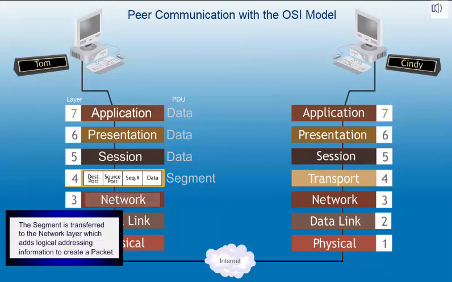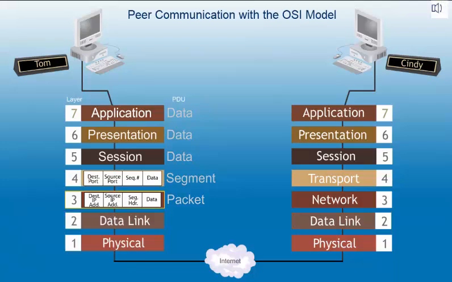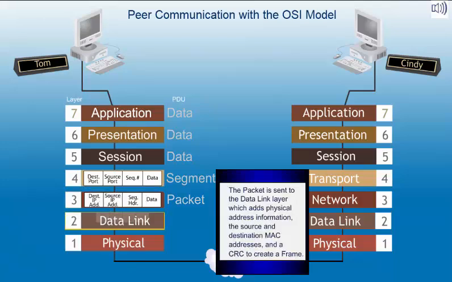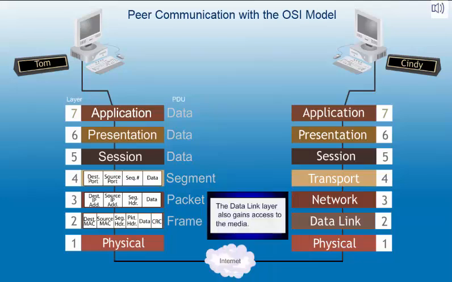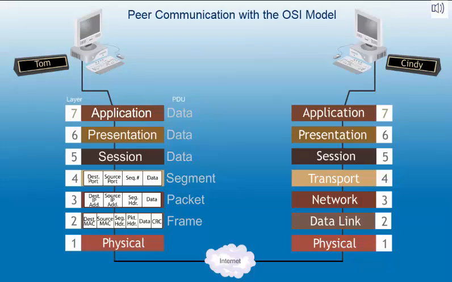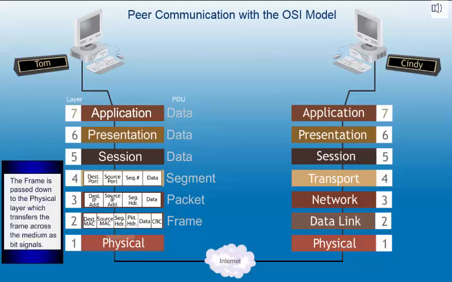The segment is transferred to the network layer, which adds logical addressing information to create a packet. The packet is sent to the data link layer, which adds physical address information, the source and destination MAC addresses, and a CRC to create a frame. The data link layer also gains access to the media. The frame is passed down to the physical layer, which transfers the frame across the medium as bit signals.